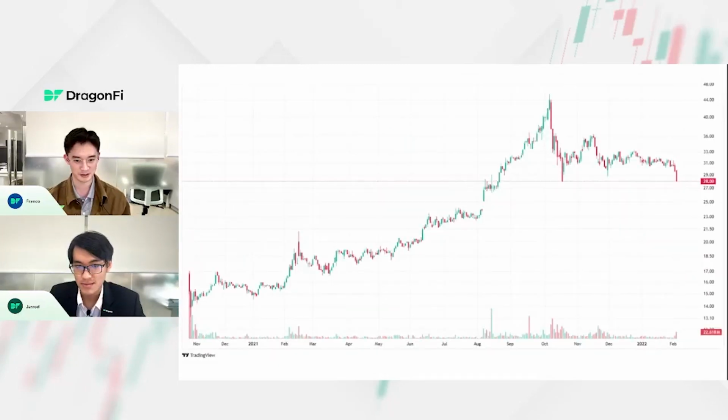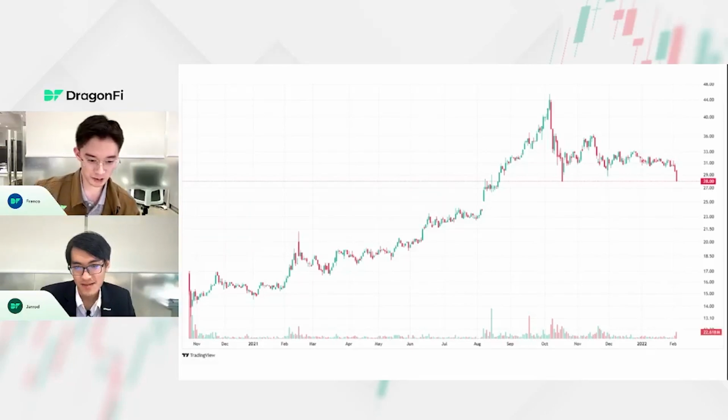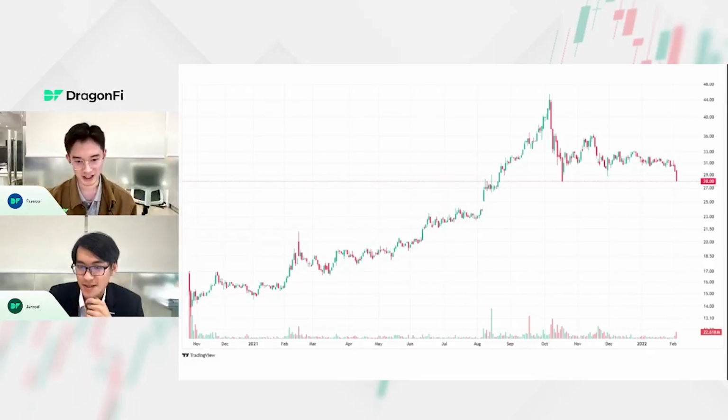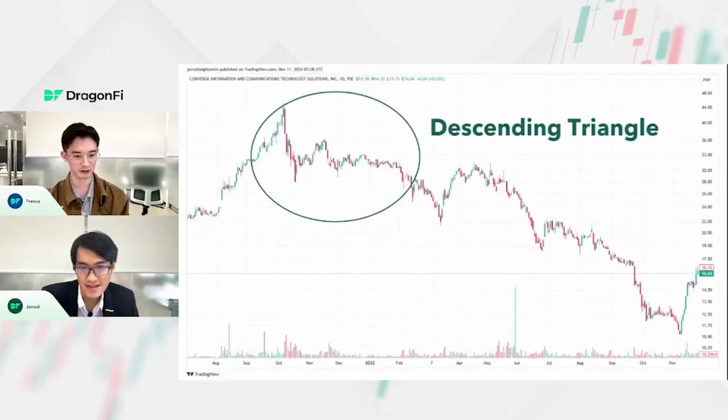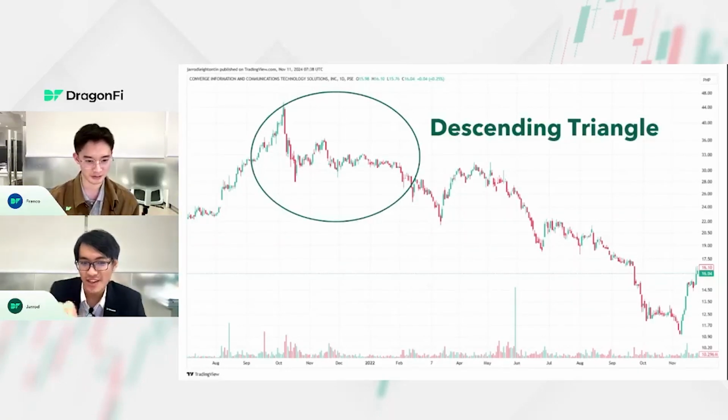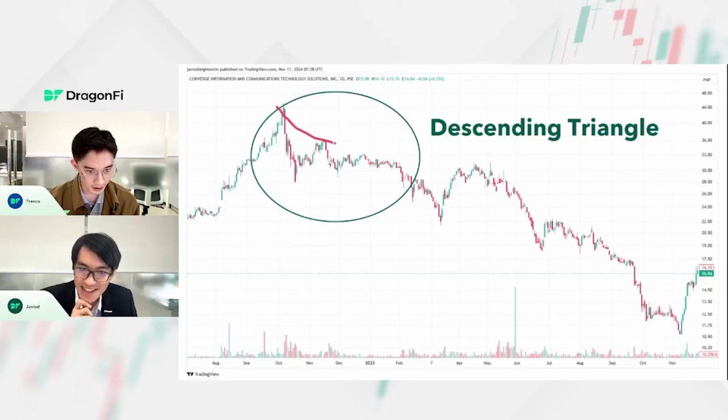All right, next one. This is our second to the last example. Can you guess the chart pattern and the stock? It's trading at 28 pesos as of that time. I took a screenshot of this. I already see the answer. What is the answer? It's a descending triangle. Correct, of Converge.